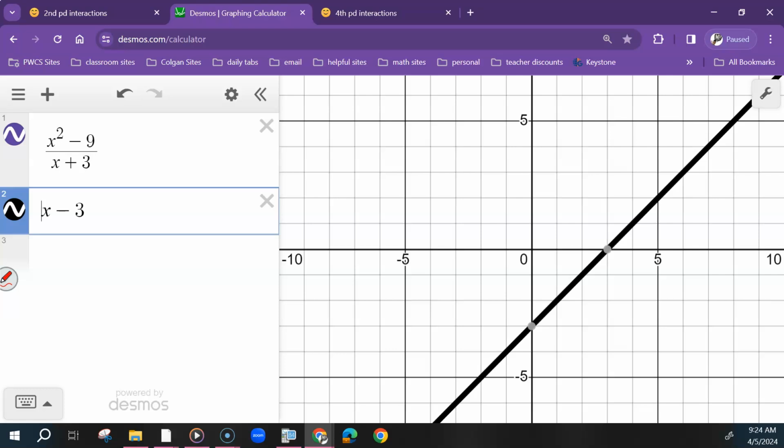It works the same way in the calculator. Does anyone want to see that in the calculator? Do we have any questions on how to check yourself in Desmos or the calculator? Do you have a question? For the SOL practice? The same thing.